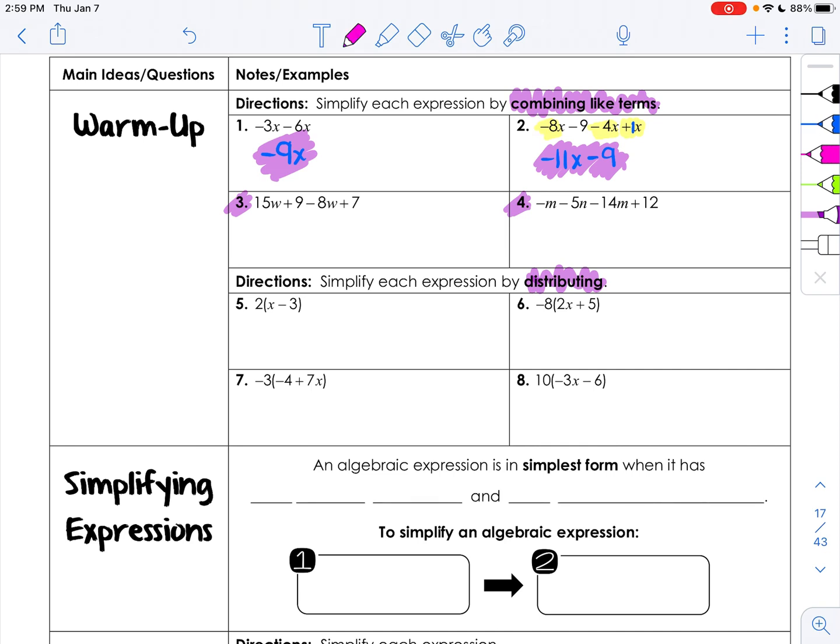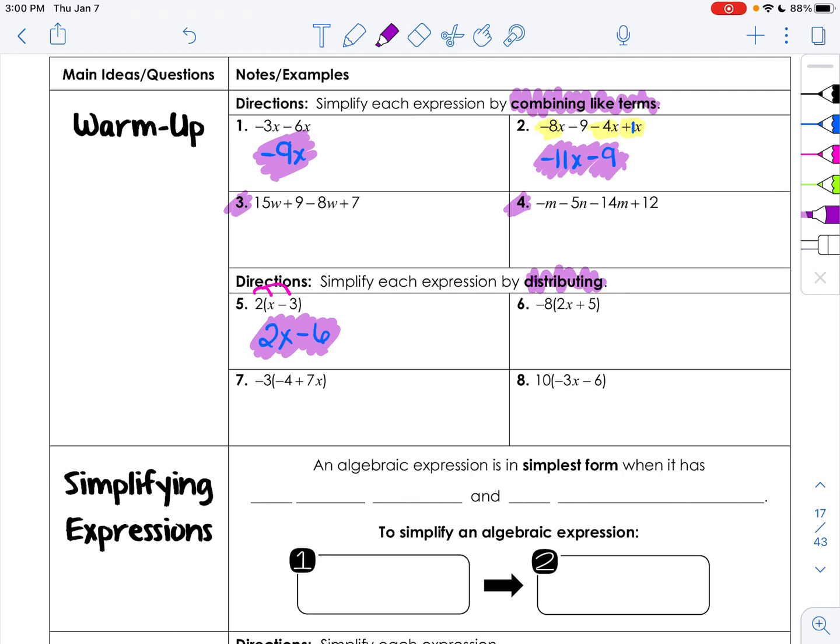So in number 5, we're going to multiply the 2 times x and the 2 times negative 3. 2 times x is 2x. 2 times negative 3 is negative 6. So we write that as minus 6. So number 5 simplified is 2x minus 6. Remember, when we simplify, we're going from more terms to less terms. So in number 5, we had 3 total terms, and we went to 2 total terms.